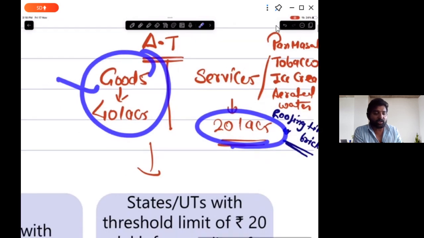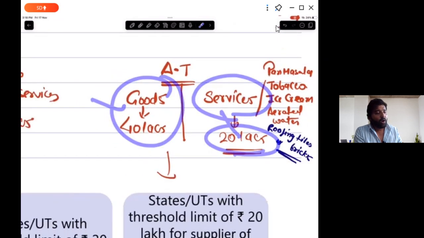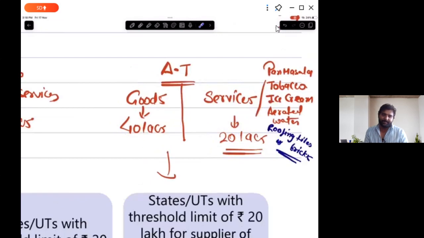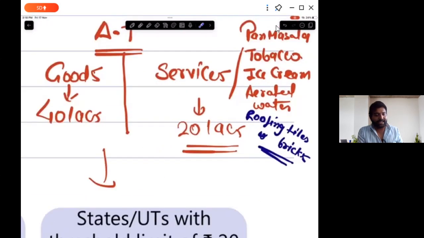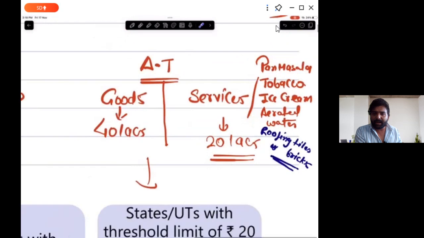For services also, the limit is 20 lakh, but for all other goods, it will be 40 lakh. So if you are dealing in services, the limit of 20 lakh will be applicable. If you are dealing in pan masala, tobacco, ice cream, aerated water, again the limit of 20 lakh is applicable. Even for roofing tiles and fly ash bricks, the limit is 20 lakh rupees. But for all other goods, the limit will be 40 lakh, and this is applicable for all the other states other than MMNT and U stamp.